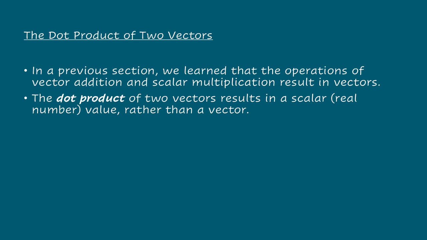In this video, we'll learn about the dot product between two vectors. Previously, we learned that the operations of vector addition and scalar multiplication result in vectors. But by contrast, when we take the dot product of two vectors, this results in a scalar. For this reason, the dot product is often also called the scalar product.